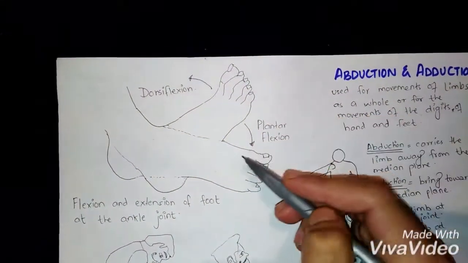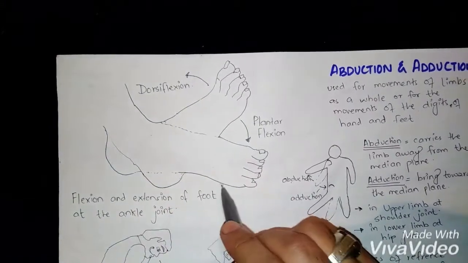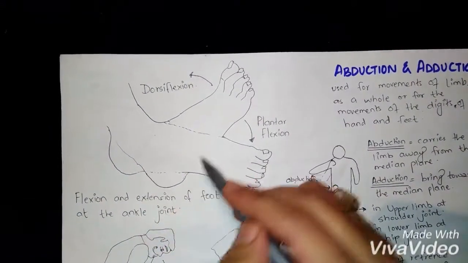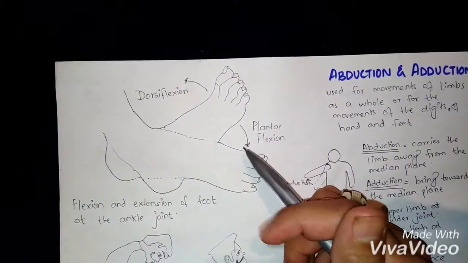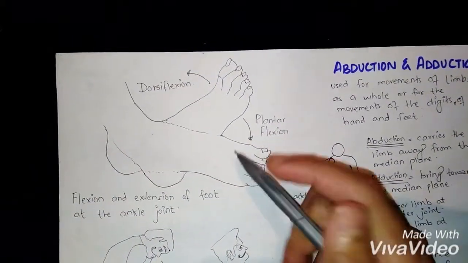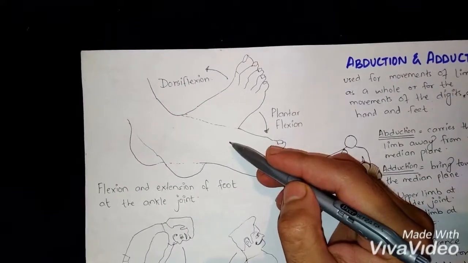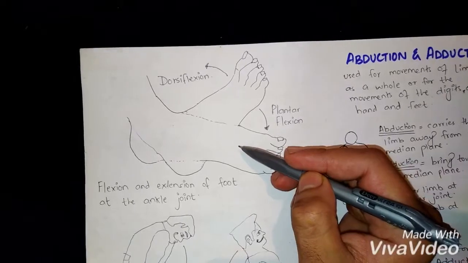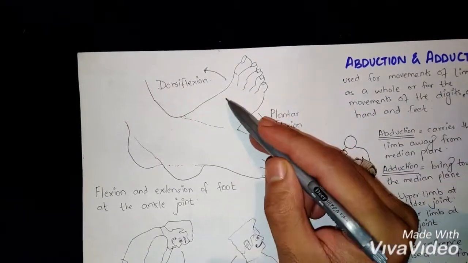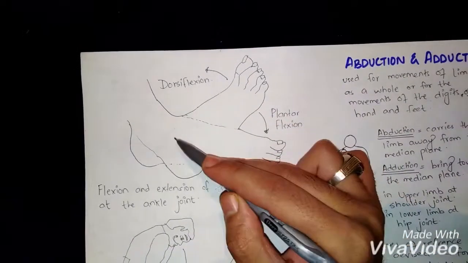We call it plantar because there is a sole. So as we studied previously, the palmar side and the plantar side: the palmar side is of the hand and the plantar is of the foot. You must understand that plantar flexion is the real flexion of the foot, while dorsiflexion is actually the extension of the foot at the ankle joint.